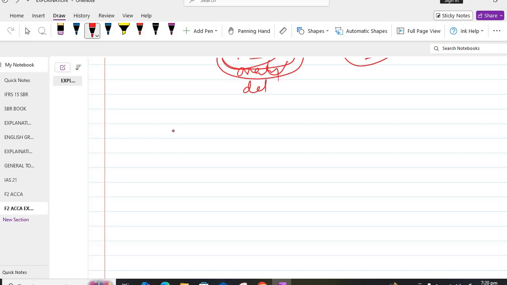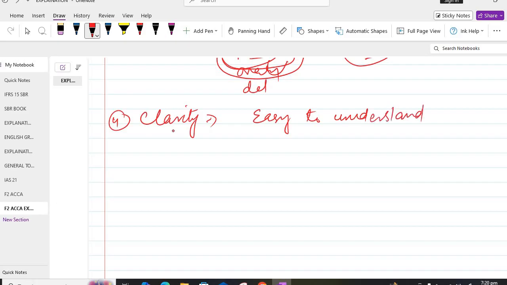The fourth thing, which is very important, is that you must have clarity in your information. By clarity, we mean that it is easy to understand and well presented. So when there is clarity in information, it will be better to understand, and that sort of information we call qualitative information.